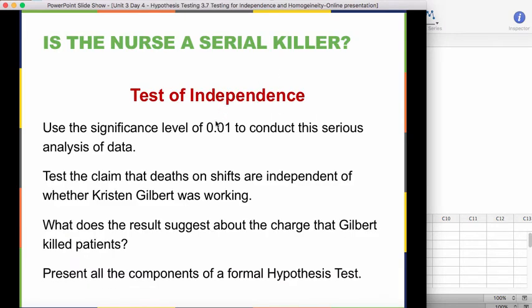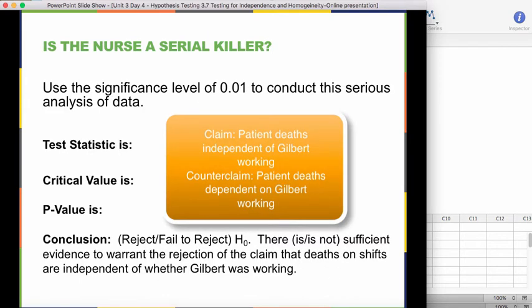So we are going to run a test of independence. We'll use a significance level of 0.01 to conduct a series analysis of data, and we're going to test a claim that deaths on shifts are independent of whether Kristen Gilbert was working. So we'll do that. After running the analysis, what does the result suggest about the charge that Gilbert killed patients? So we're going to present all the components of a formal hypothesis test. So we're going to take a look at a couple things.